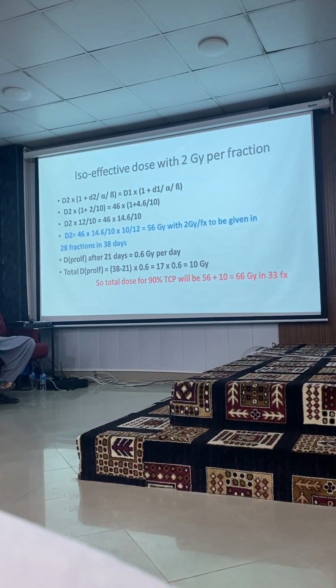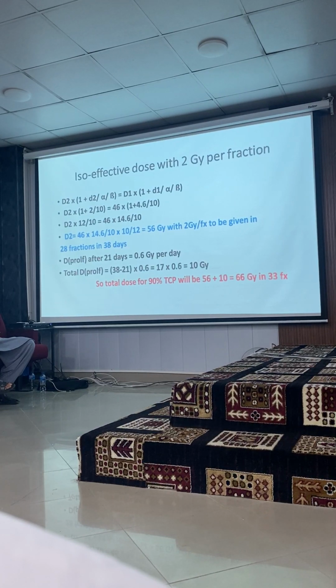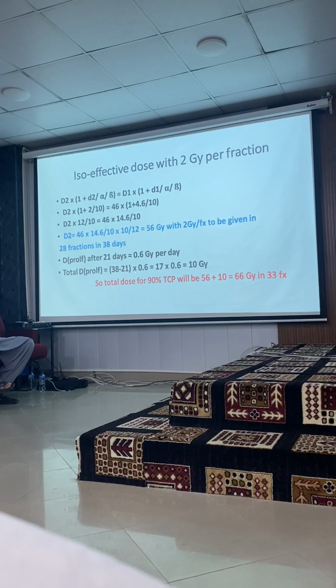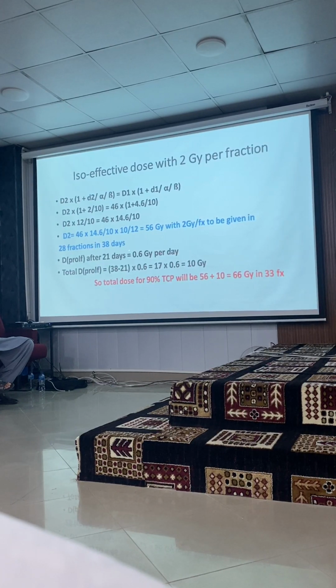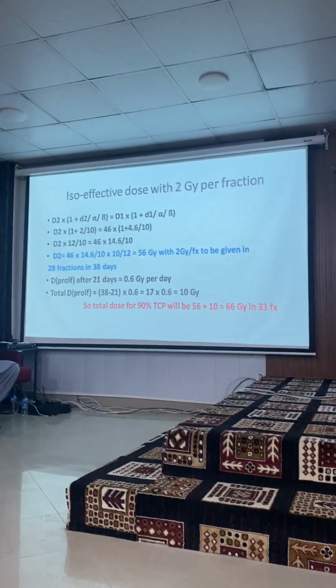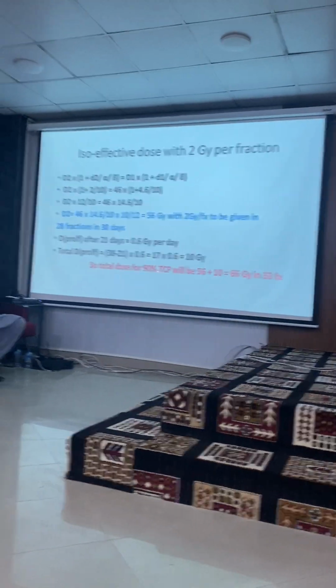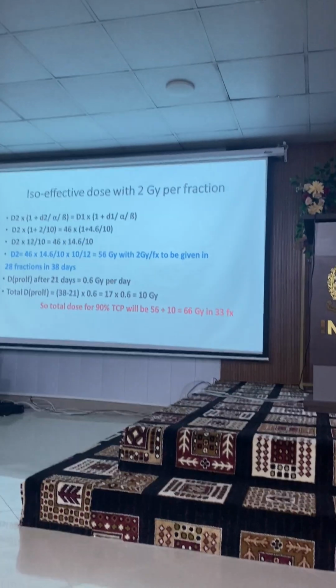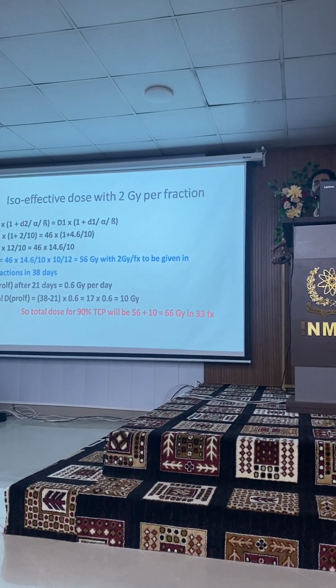And at the start we discussed the repopulation. So after 21 days, 0.6 gray goes to waste per day. So we have to account for these now. And this means 17 days into 0.6, 10 gray has to be added. So it comes out to be 66 gray, 33 fractions in 38 days.